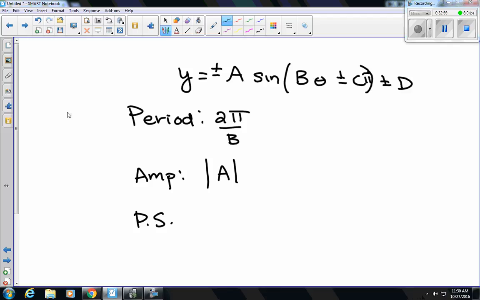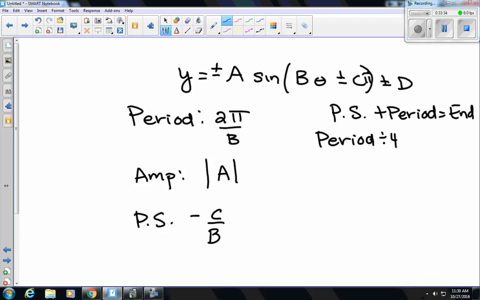Phase shift. So it's really negative C over B, and that helps us determine which direction it moves. If it's positive in the argument, then we move in a negative direction and vice versa. Okay, and then I gave you two equations to use. Phase shift plus the period equals the end. And then we had period divided by 4 equals interval. What else can we think of?